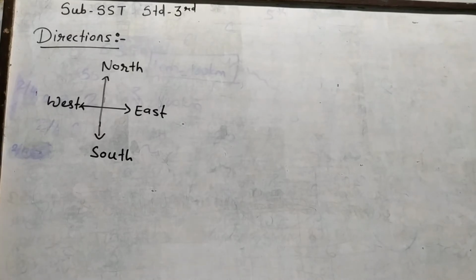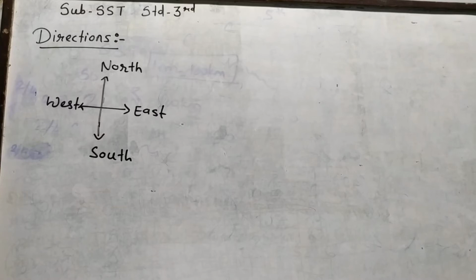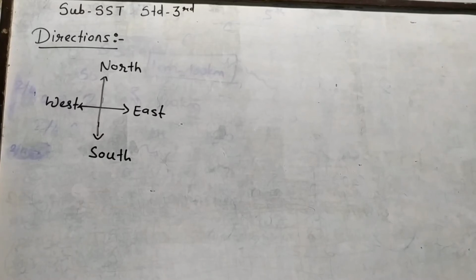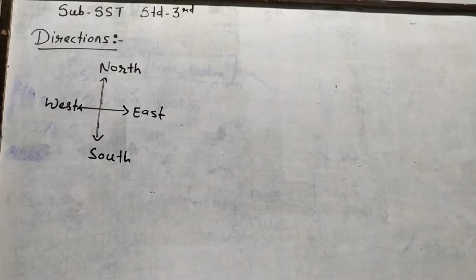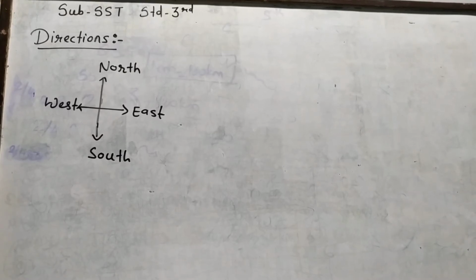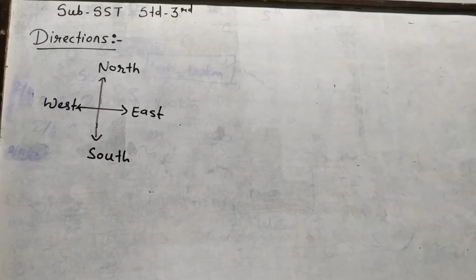Likewise, there are 7 continents on the earth. First is Asia, second is Africa, third is Europe, fourth is North America, fifth is South America, sixth is Antarctica, and the seventh is Australia. Of these 7, Asia is the largest continent and Australia is the smallest continent, and India lies in Asia.